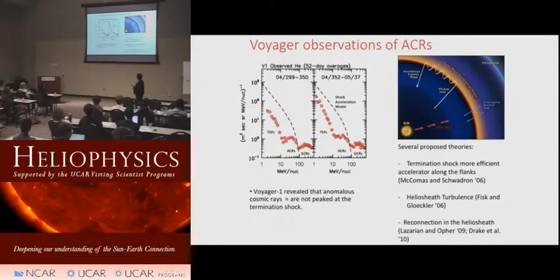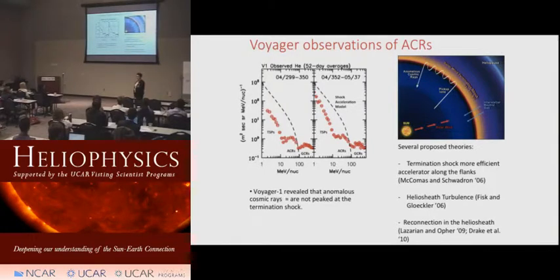Again, I'm showing the same thing. This was a paradigm. You go with the solar wind to the termination shock, you take this population of pickup ions and you accelerate it to anomalous cosmic rays. And here is the data. This is a couple of days before the crossing, a couple of days after. Anomalous cosmic rays are here. And if you go before and after, you cannot tell there was a shock.